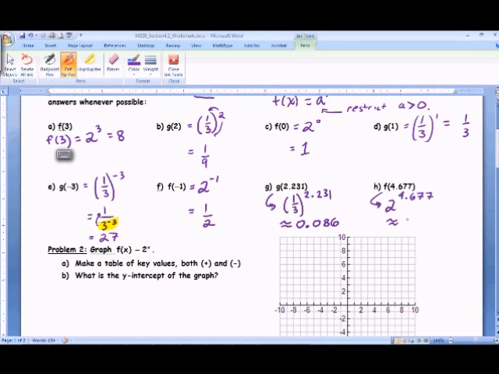You get a decimal approximation again, and you get 25.581. I rounded to 3 decimal places again. Okay, so that's inputs and outputs for exponential functions.